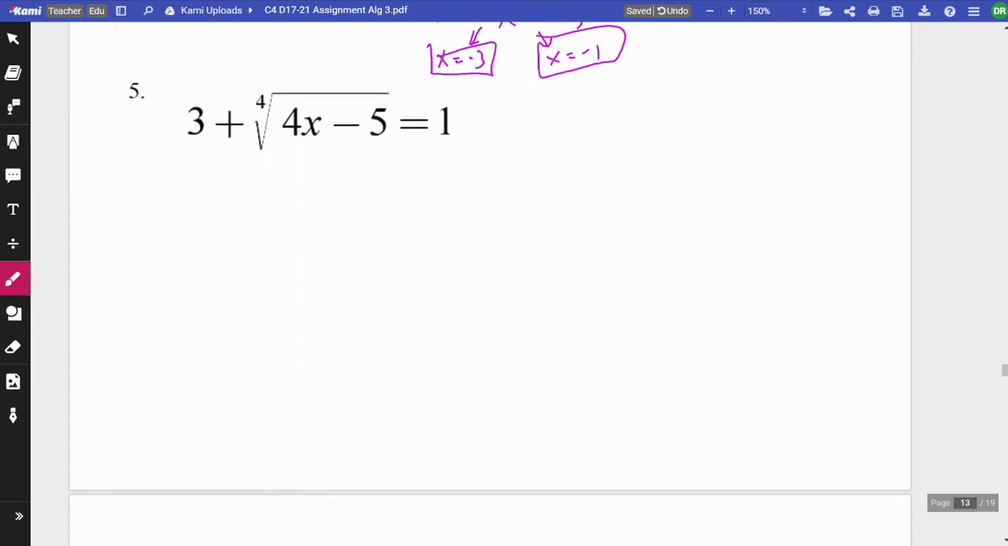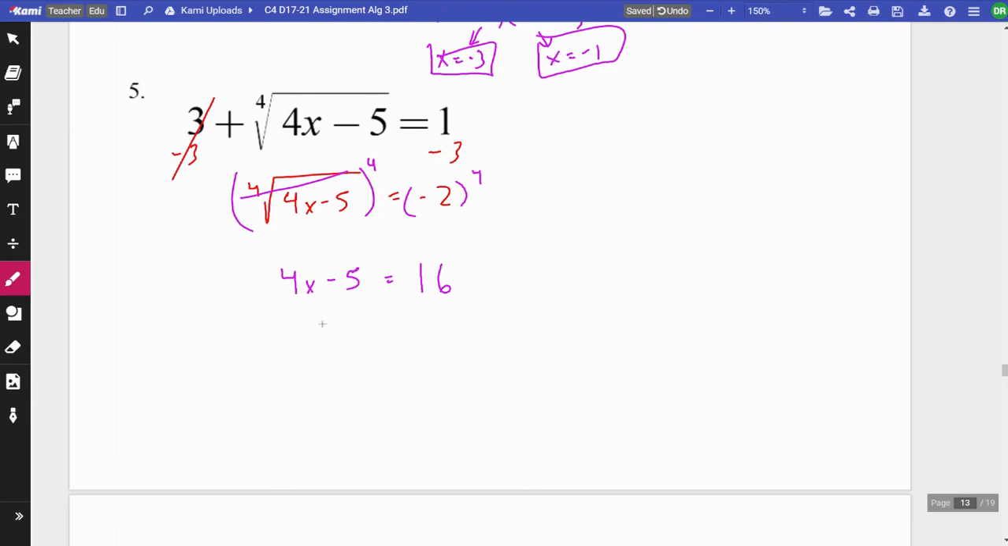All right, the last one. It's a fourth root. Interesting. Not really. Need to get it by itself, so subtract 3. And then we'd have the fourth root of 4x minus 5 equals a negative 2. Nothing tricky here. We got the radical by itself. Then get rid of it. There's the fourth power. That's going to be positive 16.